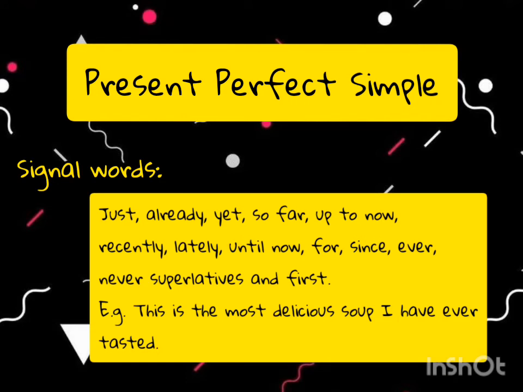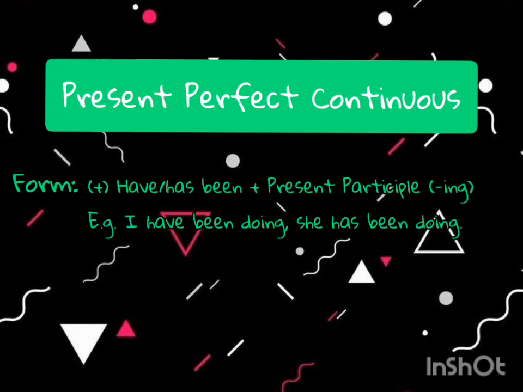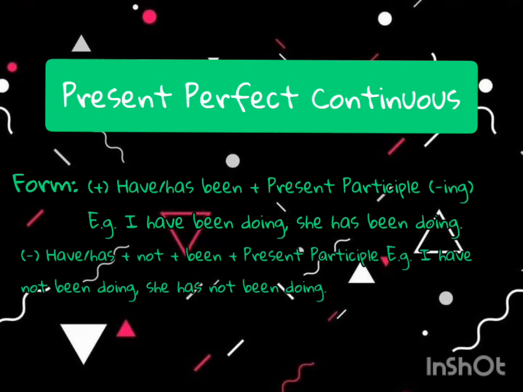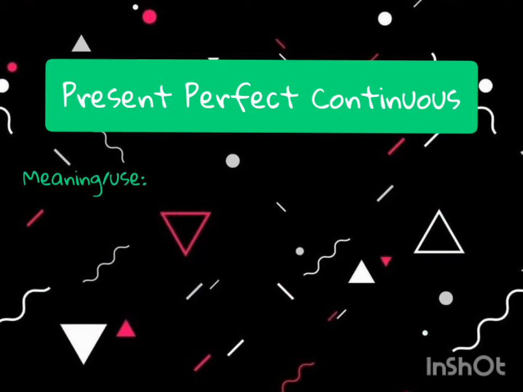Moving on to the present perfect continuous, it is formed with the auxiliary have been, or has been in case it is a third person singular, and the present participle form of the main verb, that is to say, a final -ing. In negatives, the negation adverb not is added after have or has and followed by been and the present participle form of the verb. Questions follow the structure WH word if there is any, plus have or has, plus the subject, plus been, plus the present participle. The uses of the present perfect continuous are the following.